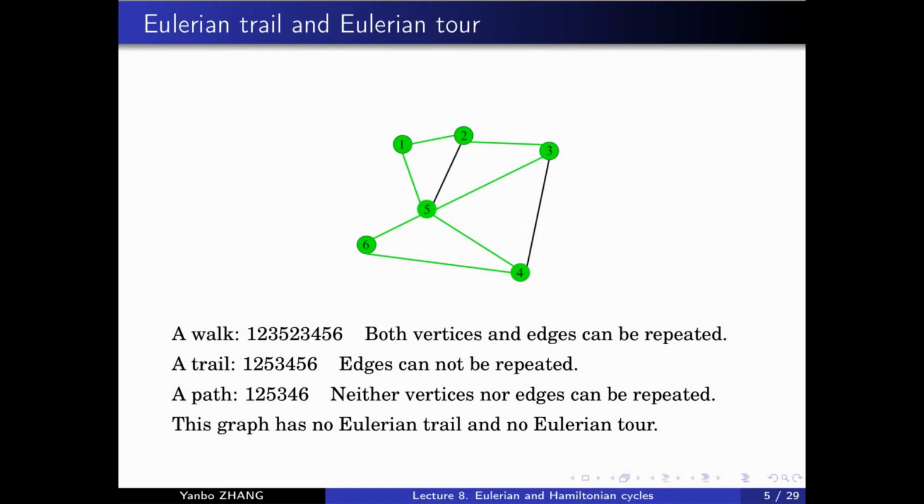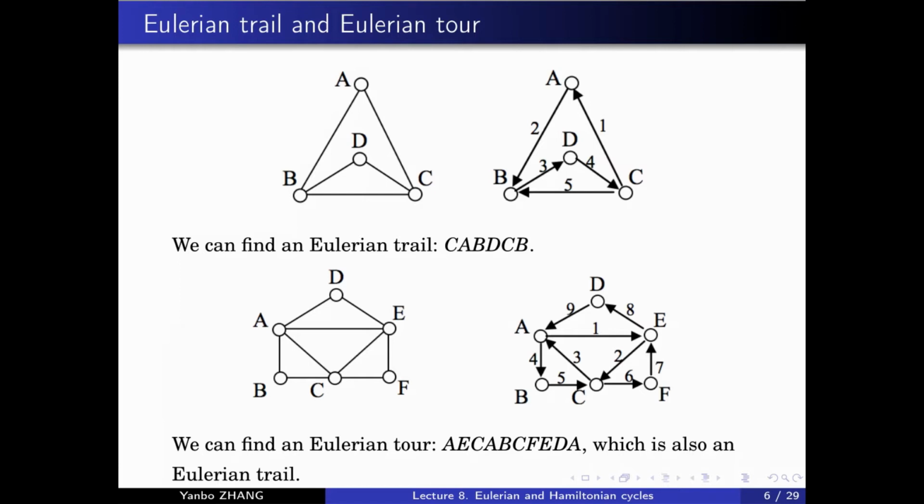This graph has no Eulerian trail and no Eulerian tour, which is a walk or a closed walk that visits every edge exactly once. We cannot find them. Now we turn to another example. In this example, we can find Eulerian trails or Eulerian tours. There are many trails. Here is one of them.